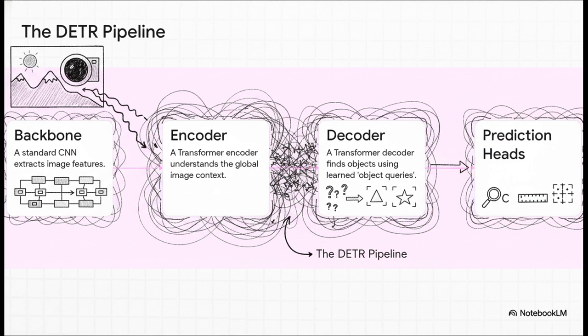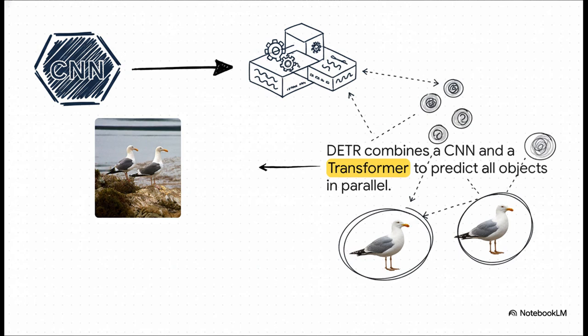Step 3 is the decoder. This is where it gets really clever. It takes a small, fixed number of object queries. You can almost think of them as empty slots or questions like, is there an object here? And it uses the context from the encoder to find the objects and fill those slots. And finally, step 4, you have the prediction heads. These are simple little networks that just look at each filled slot and spit out the final answer. This is a cat, and here's its bounding box. So looking at this diagram, you can really trace the data's journey. The image goes in on the left, the CNN does its thing, and then the transformer encoder and decoder reason about the entire scene. And here's the really crucial part. This all happens in parallel.